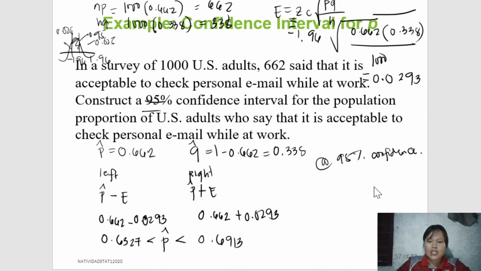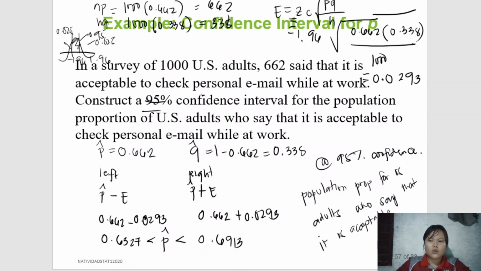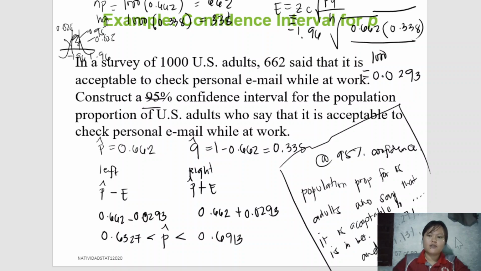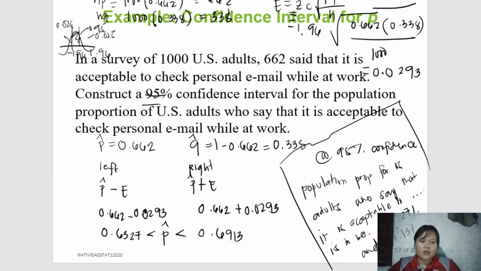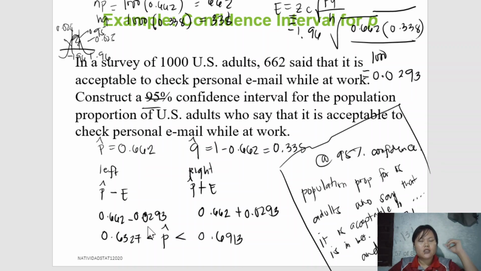So your population proportion for US adults who say that it is acceptable to read email while at work is in between 63.27% and 69.13%. Normally, when it is a proportion, we automatically convert it to a percentage in the interpretation. So again, that's how you solve for proportion. It's almost the same, only the formula of E is different, and the interval uses only the P hat.